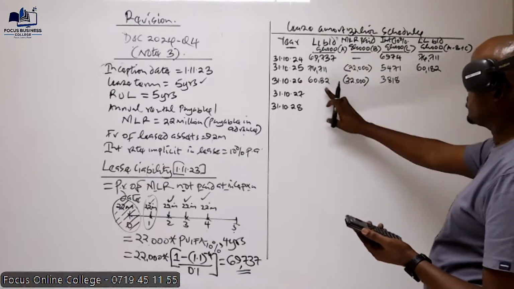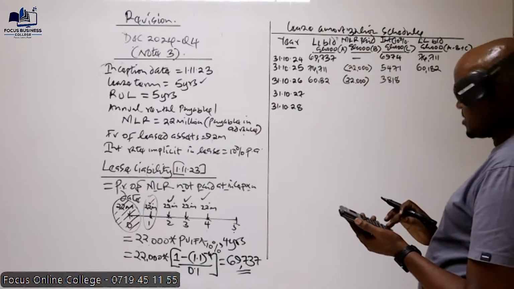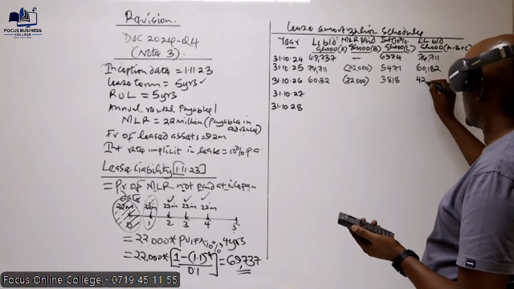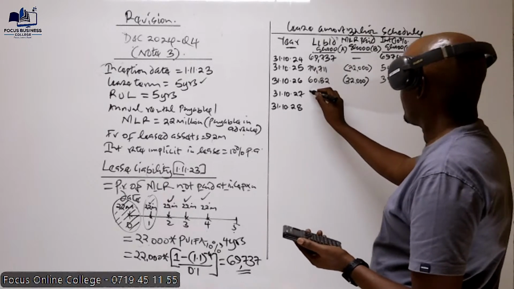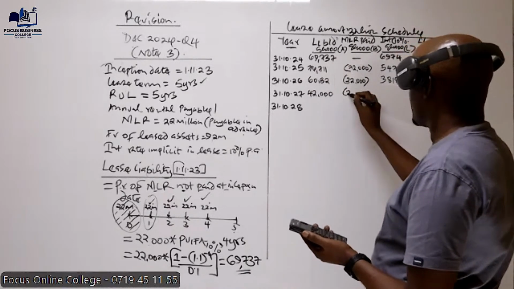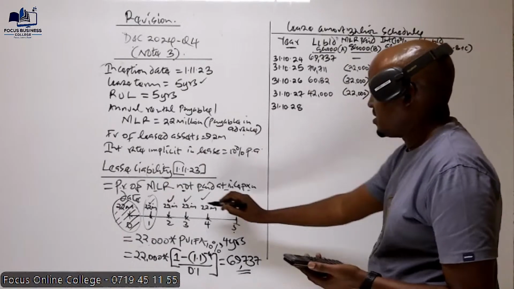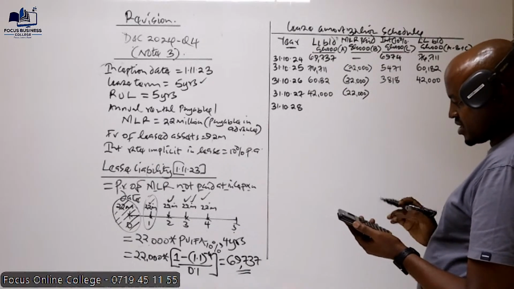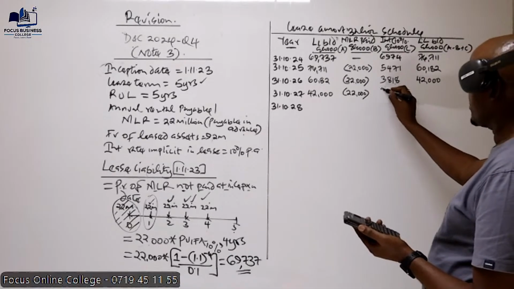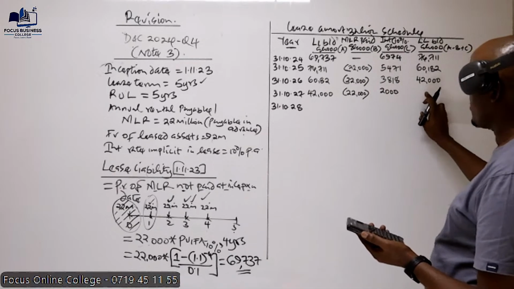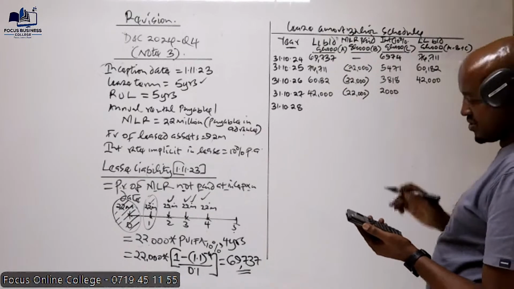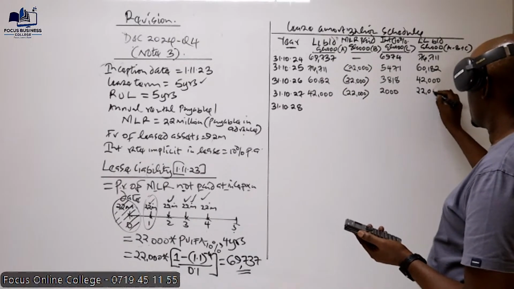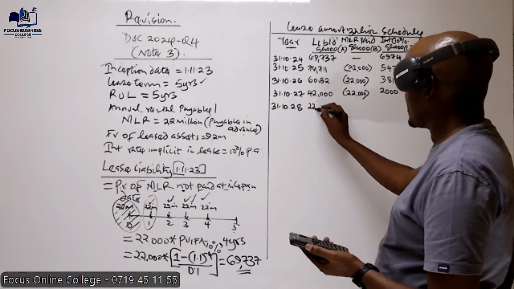So we work out this, which should be equal to this minus this plus this. So plus 3,818, and this will get 42,000. I'm getting 42,000. So that will be the opening balance there. Then we less the minimum lease rentals which was paid at the start of year 4. So we less 22. That will give us 20,000. 10% of that will give us 2,000. Then we work out this, which is this minus this plus this. So I'm getting 22,000. So that 22,000 would be the opening balance there.